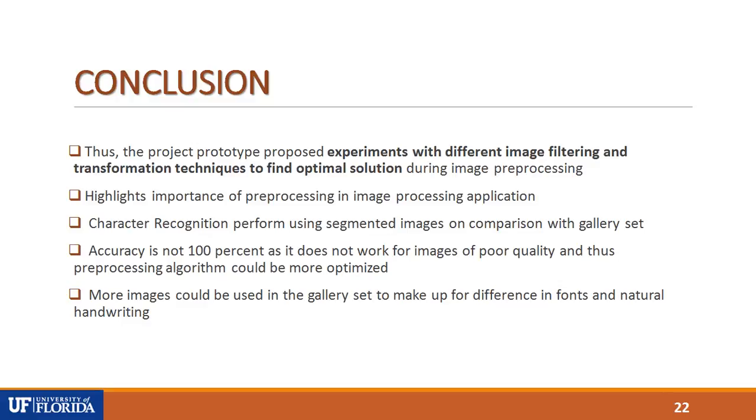In conclusion, image pre-processing plays a very important role in any image processing application. The proposed project prototype experiments with different image filtering and transformation techniques, and based on trial and error and comparison with other techniques, uses the techniques that produce the best result. Accuracy is not very high in this application. Accuracy could be increased by adding more images to the gallery set to compensate for changes in font and handwritten characters. Accuracy could also be increased by including more adaptive filtering steps in the pre-processing part.